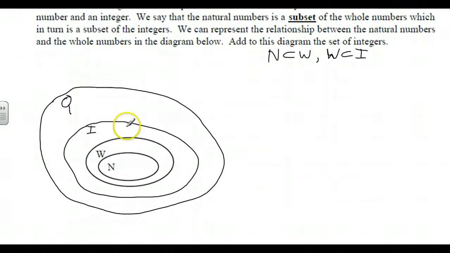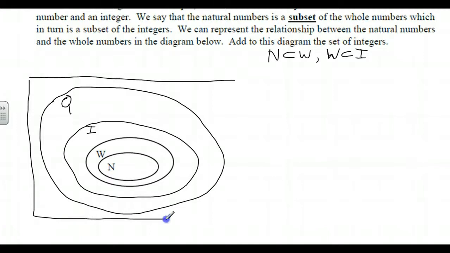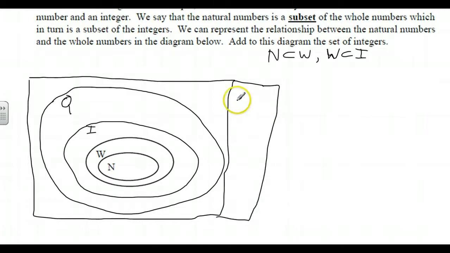Now, that means I'm going to have to separate off. All right, so we're going to draw ourselves a little box here, a new box, and put a Q with a bar over top. So these are the irrationals.